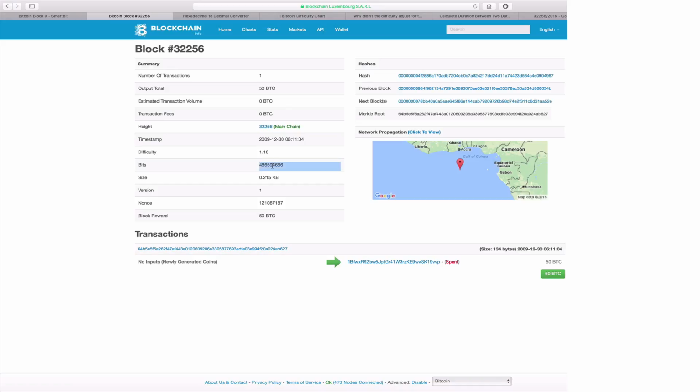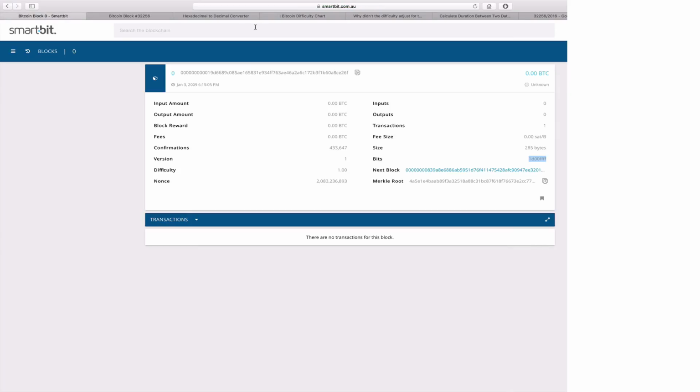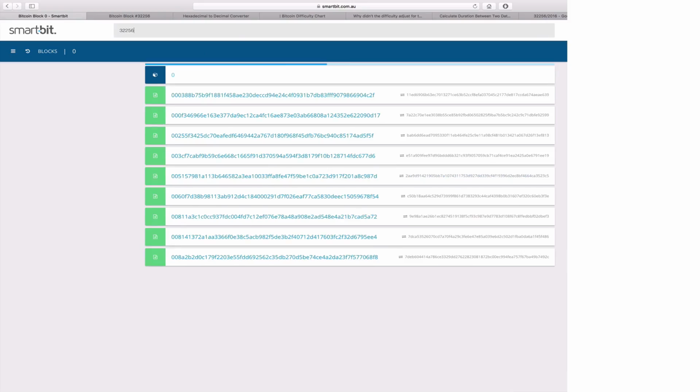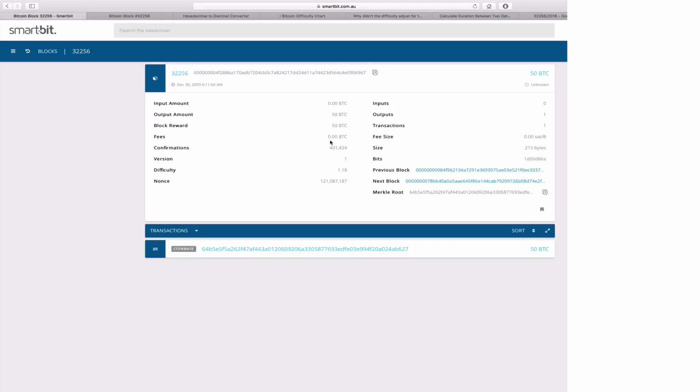And if we look at this block in our smart bit, block 32256, we see the difficulty again is 1.18. They report the difficulty in bits, right? So it's 1D00D86A, which is this number here.